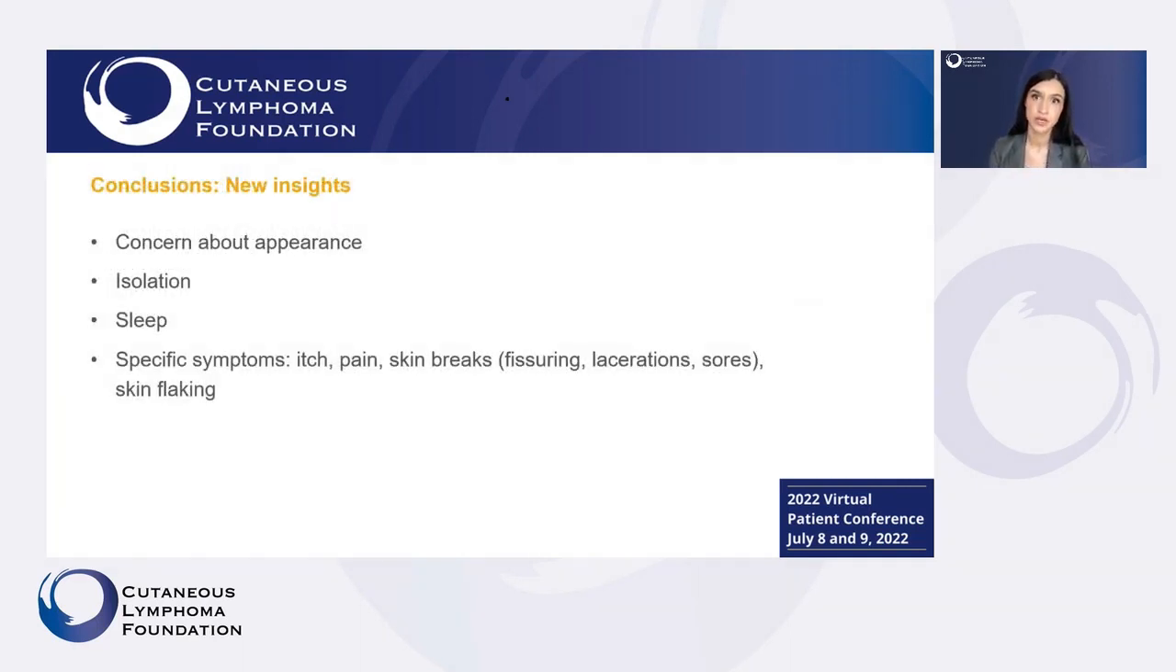So some conclusions: obviously, patients' concern about their appearance is something that sets CTCL apart from other cancers and other chronic conditions. Our patients feel isolated. Their sleep is dramatically affected. And even though the MFSS does ask about the severity of symptoms, those symptoms affect patients in different ways. And so we feel that it's important to address those different symptoms individually so we can fully capture all of these additional factors that patients feel are important to them and to their lives.